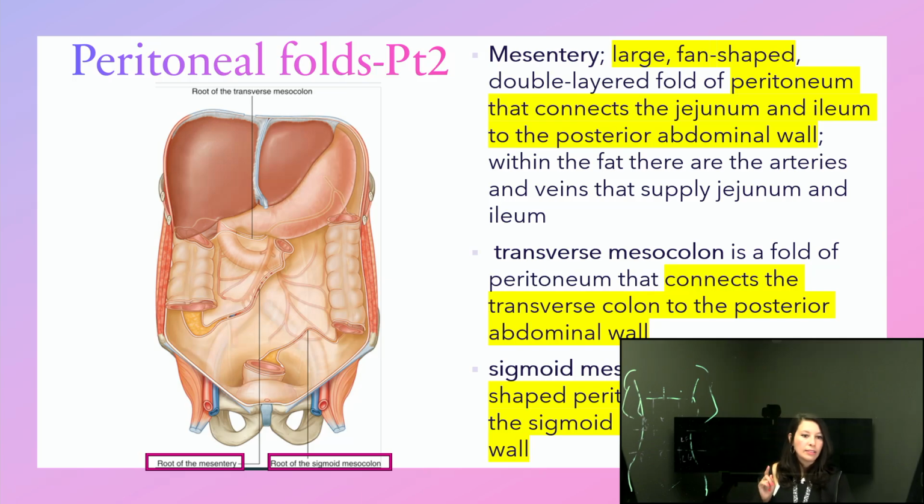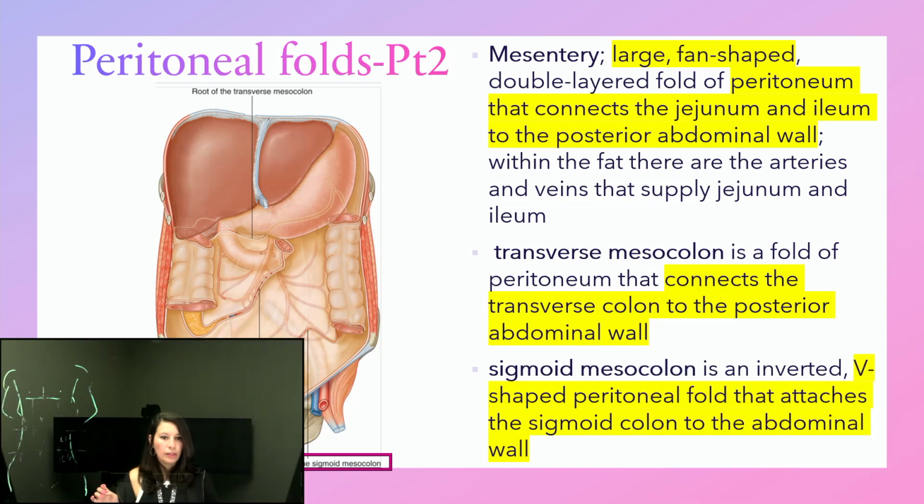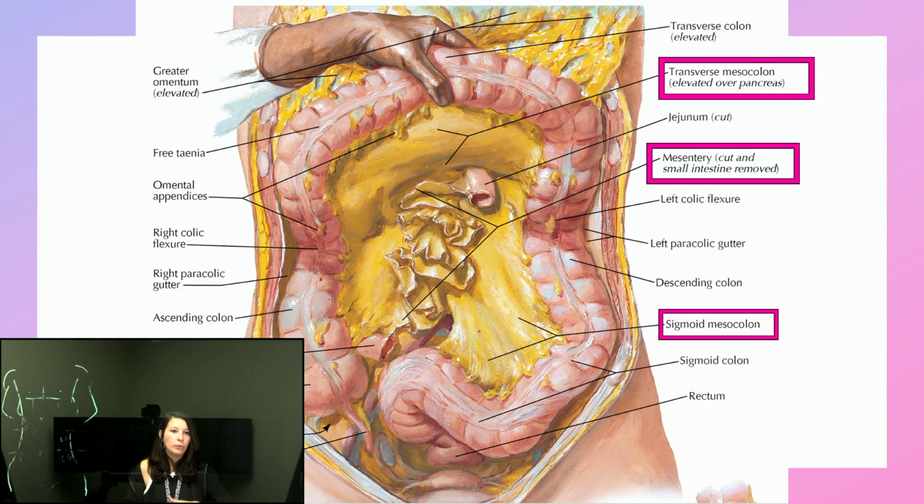And then lastly, you have a sigmoid mesocolon, which you can actually see right here. And this one is more like a V-shaped fold attaching the sigmoid colon to the abdominal wall. Let me move myself to the side so you can also read it as I am reading myself here. So you can see it right here. Okay. So like I said, if you lift that greater omentum together with parts of the transverse colon, which is what we have in this picture, you can appreciate better that transverse mesocolon right here, that mesentery that is holding onto your small intestines.